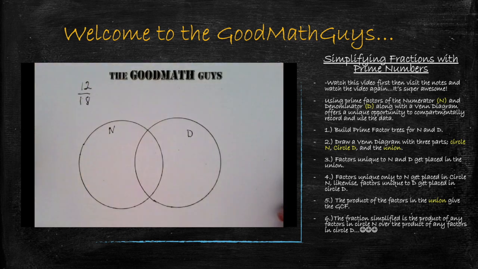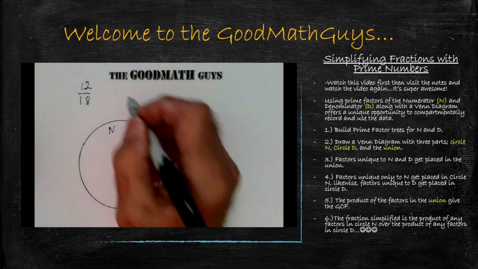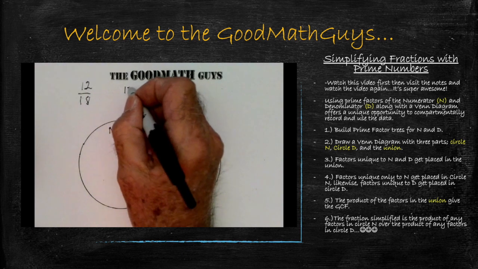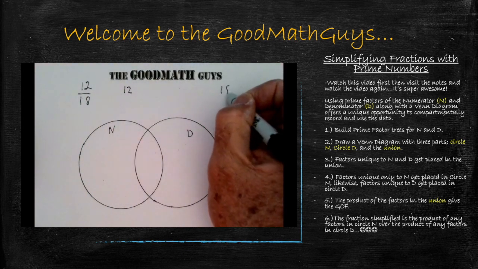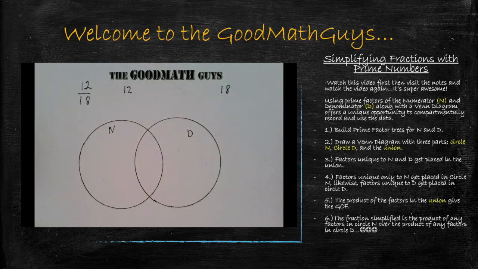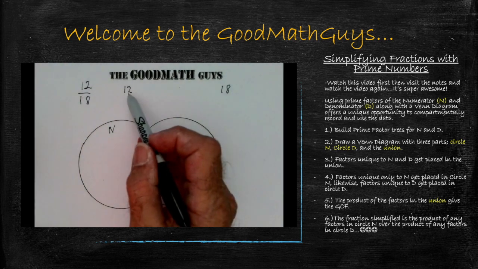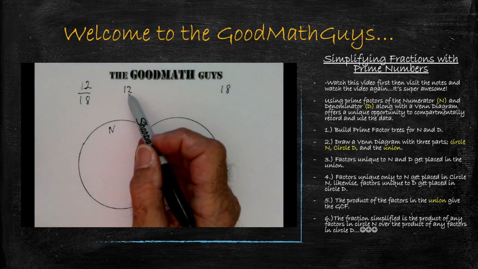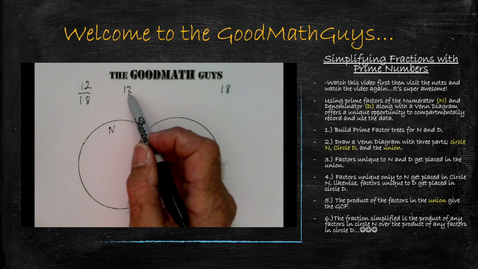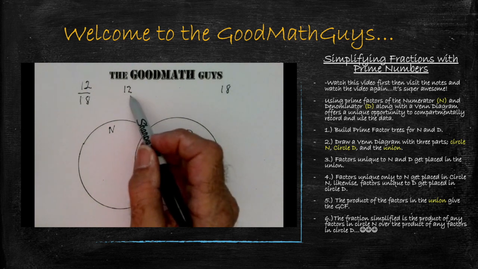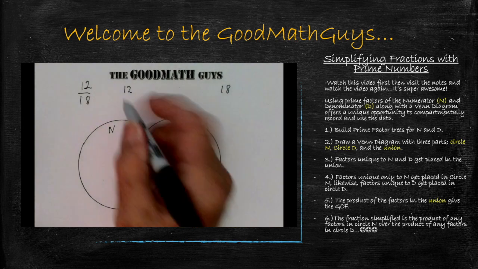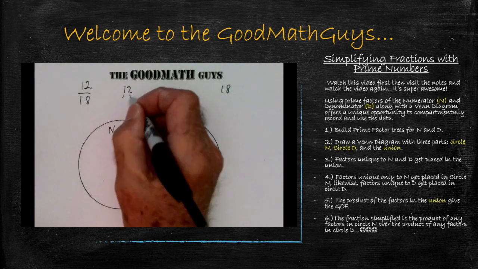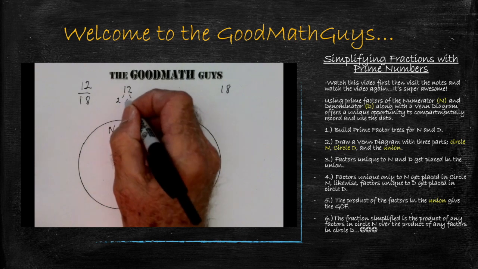Now, what we're going to do is we're going to go over here and we're going to create a factor tree for 12, and we're going to create a factor tree for 18. And unlike what we did in the first video, what we're going to do here is factor these numbers using only prime numbers. Now, there's a couple of ways we could start here. We could start 2 times 6, or we could start 3 times 4. It does not make any difference. So let's start our tree with 2 times 6.